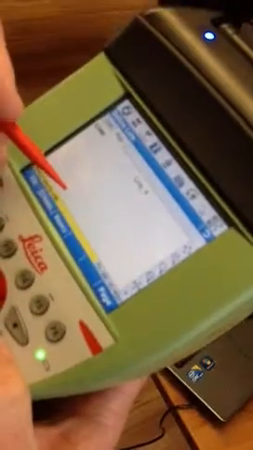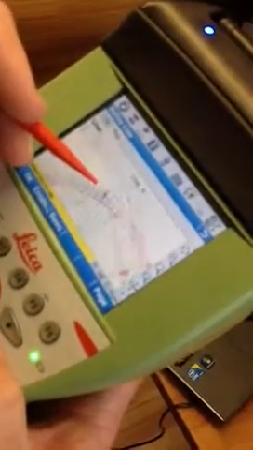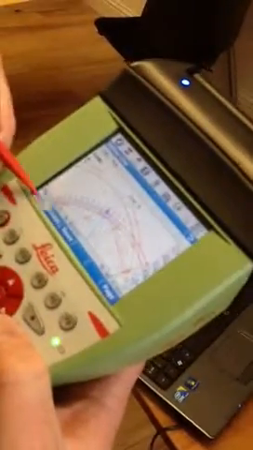You choose that line, then reverse it. Basically means what direction you're stacking. It's the same as Trimble, right? Yep. So then basically I go OK.